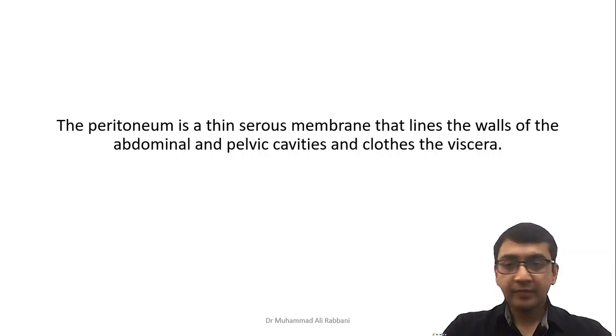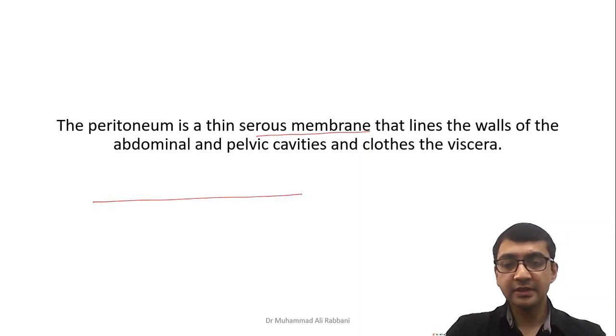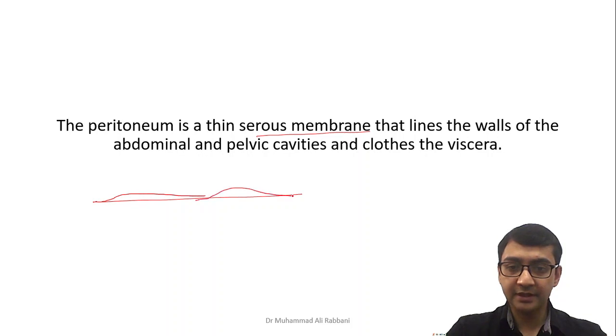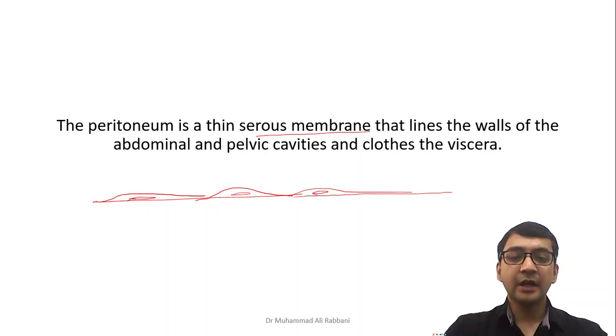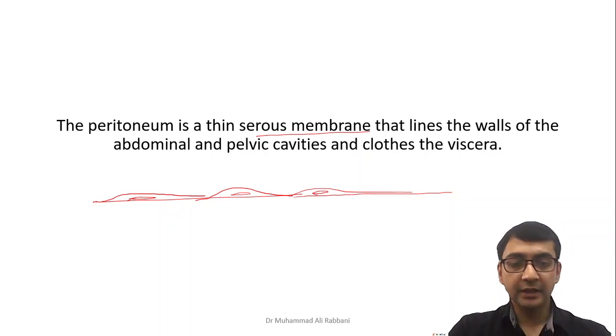What is peritoneum? Peritoneum itself is a thin serous membrane that lines the wall of the abdomen and pelvic cavities, and it includes the viscera also. This word serous membrane means that it is a simple serous membrane. It is a simple squamous epithelial lining that has a basement membrane, and on top of it there are flat epithelial cells. So it is just like the flat simple squamous epithelial cells that you have studied in general histology. So serous membrane is nothing but a continuous simple squamous epithelial lining that covers the cavity walls and the viscera themselves.